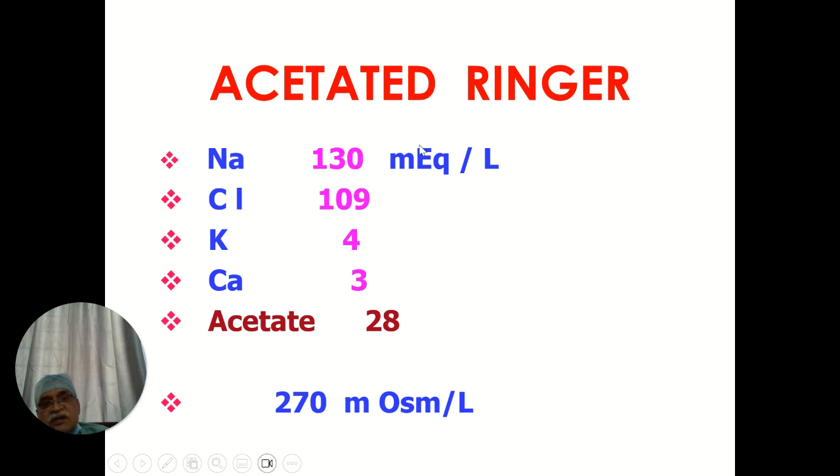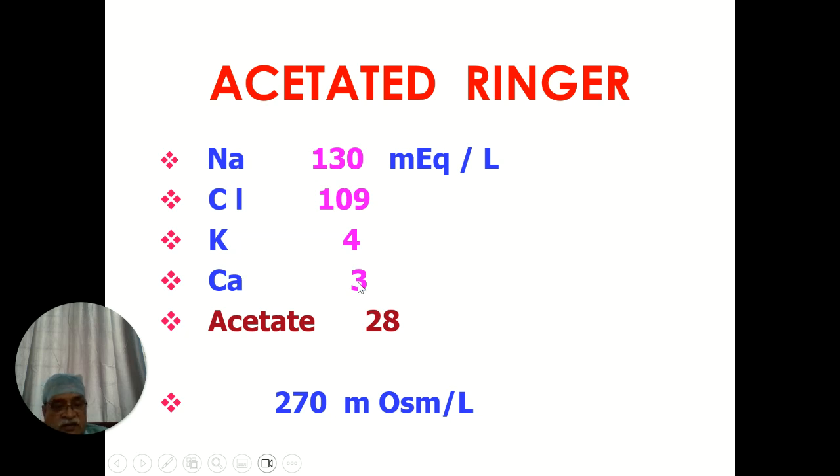There is one more solution, Ringer's acetate. Unlike lactate, acetate can be converted not only in the liver but also in extrahepatic tissues such as kidney, muscle, etc. Anaerobically also it can be converted. So Ringer's acetate is the choice whenever the patient has liver problems. You also have to give replacement fluid in children.